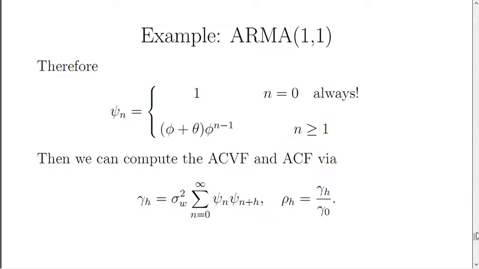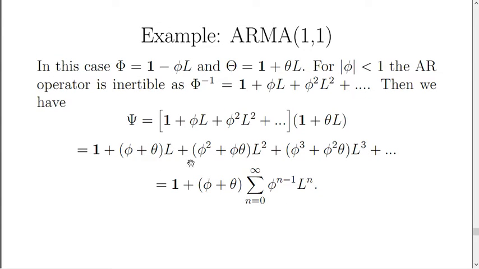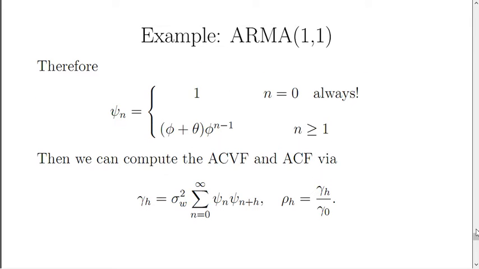In that case, we would have, these are the coefficients, and we can pull them directly off of the expansion we got previously. Of course, the psi sub 0 term is 1, as it always is, and these are the terms psi for n greater than or equal to 1. If we know the psi coefficients, we can compute the autocovariance function, and therefore the autocorrelation function, by using our possibly now familiar formulae.